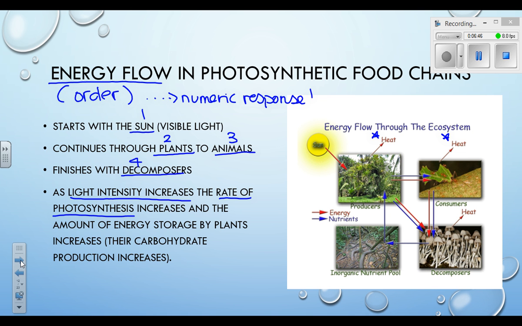You'll notice that the arrows don't go in one direction, and that's because producers don't just get eaten by consumers. They can also be decomposed by decomposers. And there are actually different arrows depending on if we're talking about energy or nutrients. We are really only talking about energy here. So on the picture, energy starts at the sun, goes to producers. It can either go to consumers or to decomposers next, depending on if the plant lives long enough to be consumed or if it dies. The energy from the consumers will eventually end up with the decomposers.